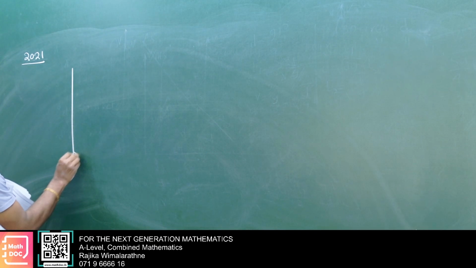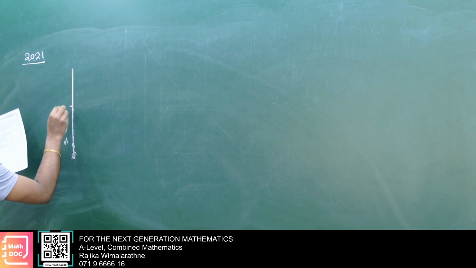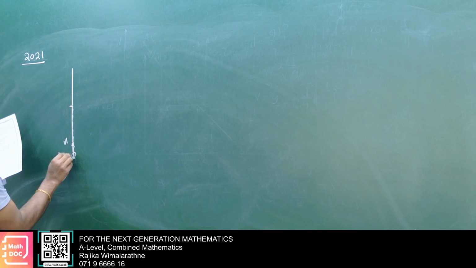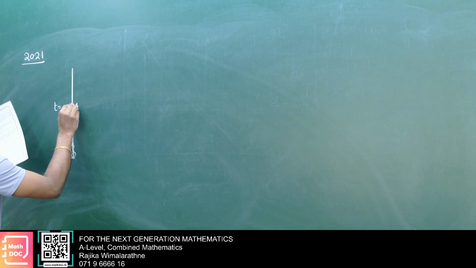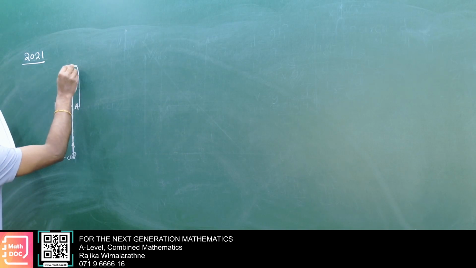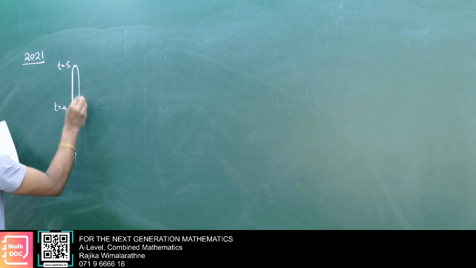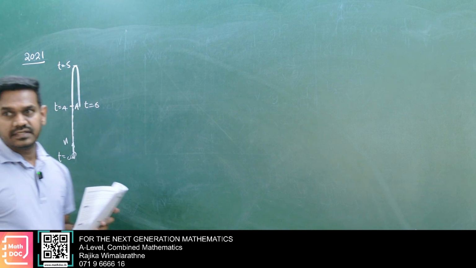Here, initial projection with velocity u. So it reached A at T equal to 4. Then after 2 seconds it comes back. Then here upward time, T equal to 4, then T equal to 5, here T equal to 6. So another 2 seconds it comes back. Then upward 1 second, downward 1 second. That is the thing, no?